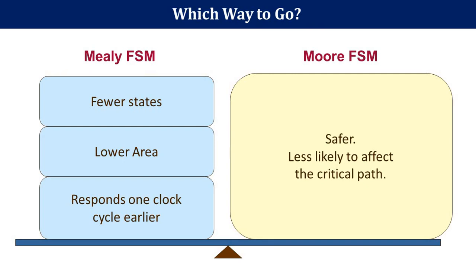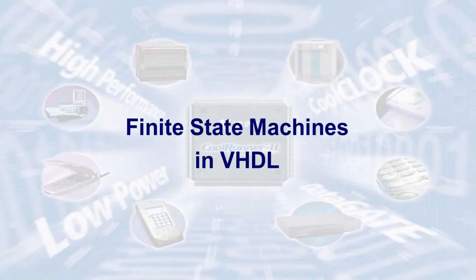If we compare again which FSM we should select for our design: Mealy FSM has fewer states, it requires a smaller area to implement, and it responds one clock cycle earlier. But Moore takes a larger number of states and requires more area, but it has one advantage, that it is safer because it is less likely to affect the critical path. Critical paths are not affected because of the absence of combinational circuits between the states. Hence this is about the FSM state diagram, and which machine should be selected for our design, Moore or Mealy.